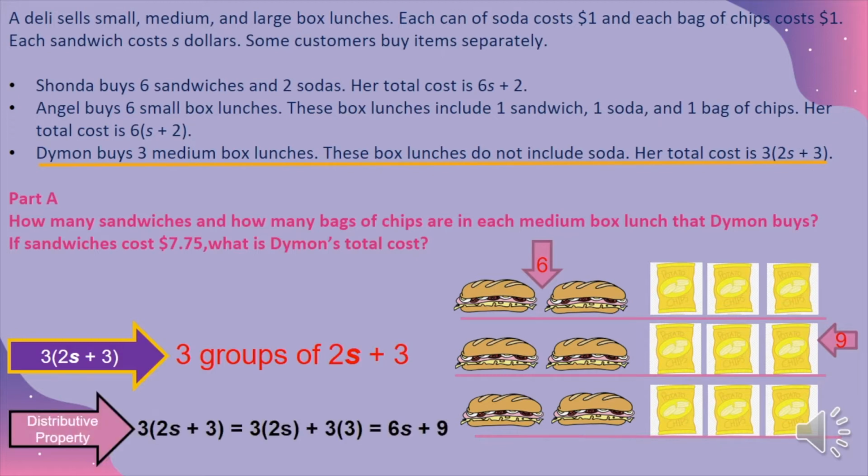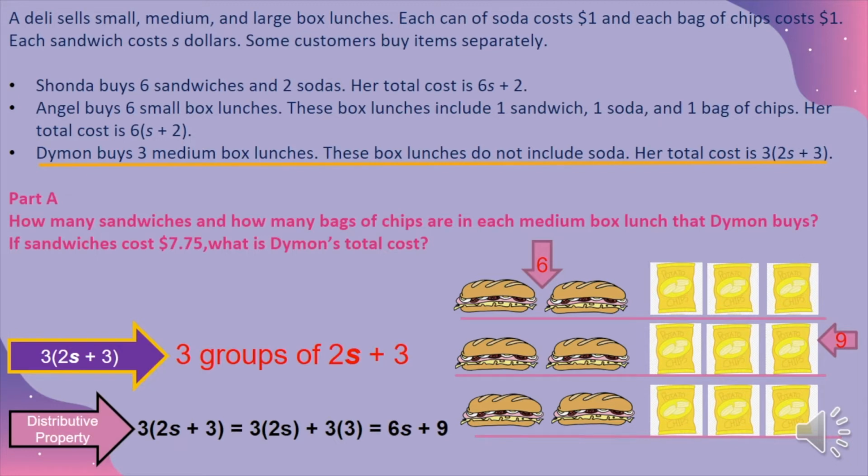There's another way we can determine that there are 6 sandwiches and 9 bags of chips included in the 3 medium box lunches. We could use the distributive property. Using the distributive property, we will multiply 3 and 2s plus 3 times 3. 3 times 2s is 6s, and 3 times 3 is 9. Again, this shows that there are 6 sandwiches and 9 bags of chips. Now we need to find the total cost.